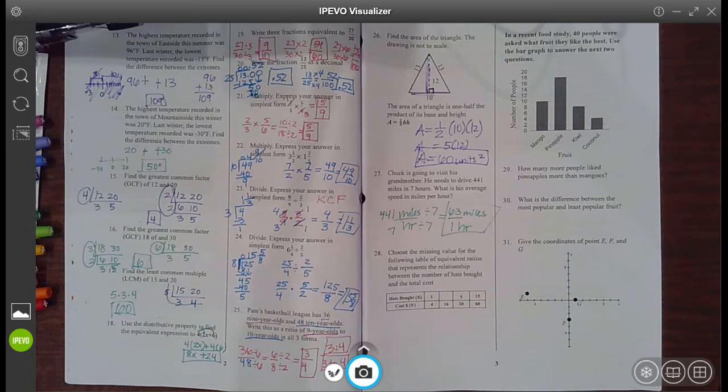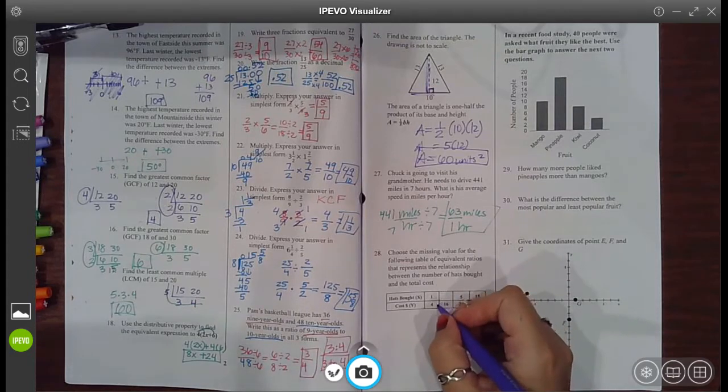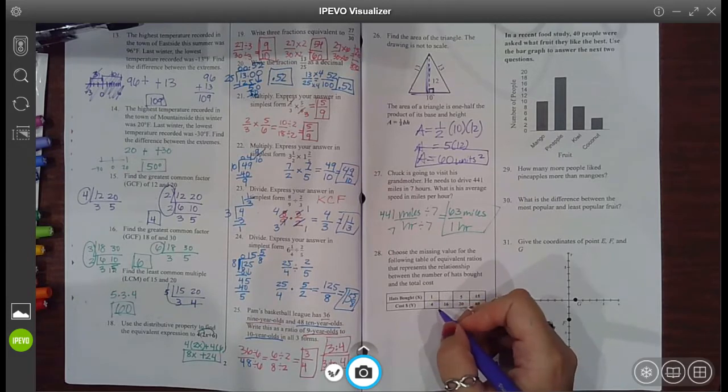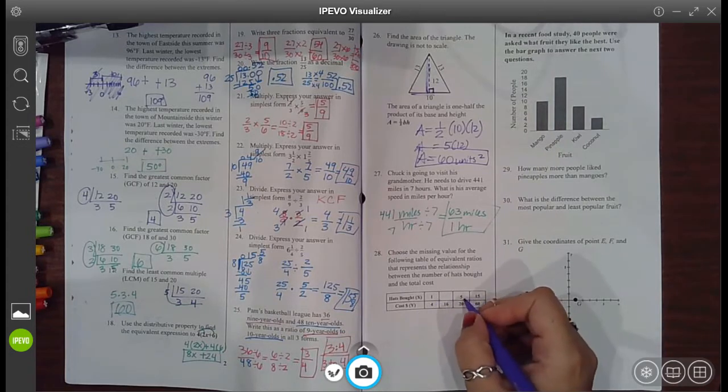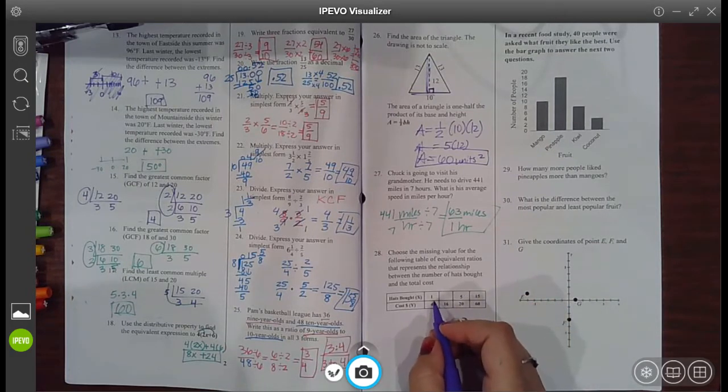Okay, my next one says choose the missing value for the following table of equivalent ratios that represents the relationship between the number of hats bought and the total cost. So first off, let's use this one that's provided. I could go 1 plus 3 is 4, right? So the pattern could be 1 plus 3 that gives me this. So if I add 3 to this number, does that give me this? No, 5 plus 3 is not 20. So the pattern isn't this plus 3.